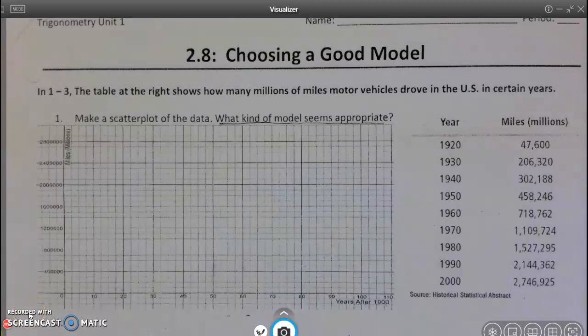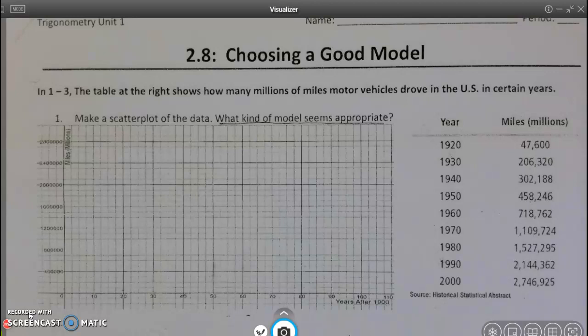Right, so this section is 2.8, choosing a good model, and it's really meant to be a practice to get you prepared for your project that you're going to be doing. And what you're going to have to do in your project, the very first thing, is find a set of at least 10 data points.